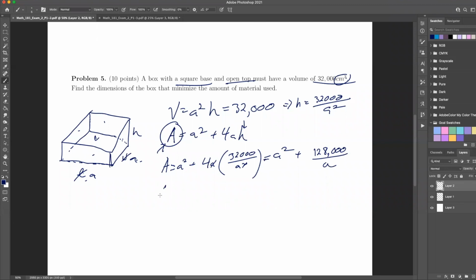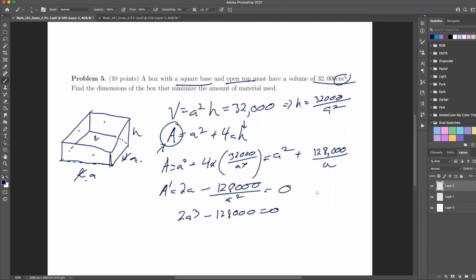Okay. Then we want to find its derivative. So here we're going to take derivative here. So I'll get 2A. Here we're going to have 1 plus. So here we have A. So derivative of 1 over A is negative 1 over A squared. And so here we'll have minus 128,000 over A squared. We set that equal to 0. The easiest way to solve that in my mind is just multiply A through. So if I'm going to solve this through, I'm just going to multiply everything by A. So I have 2A cubed minus 128,000.